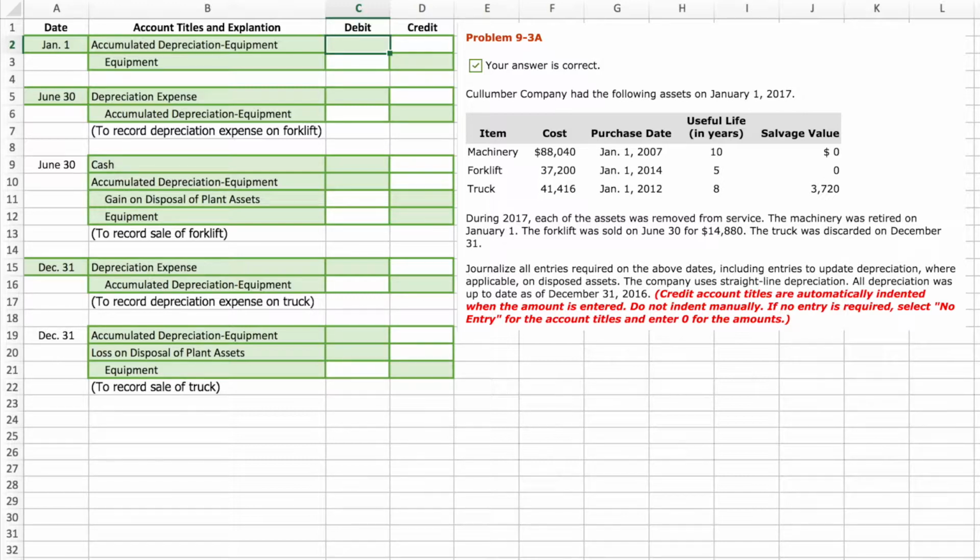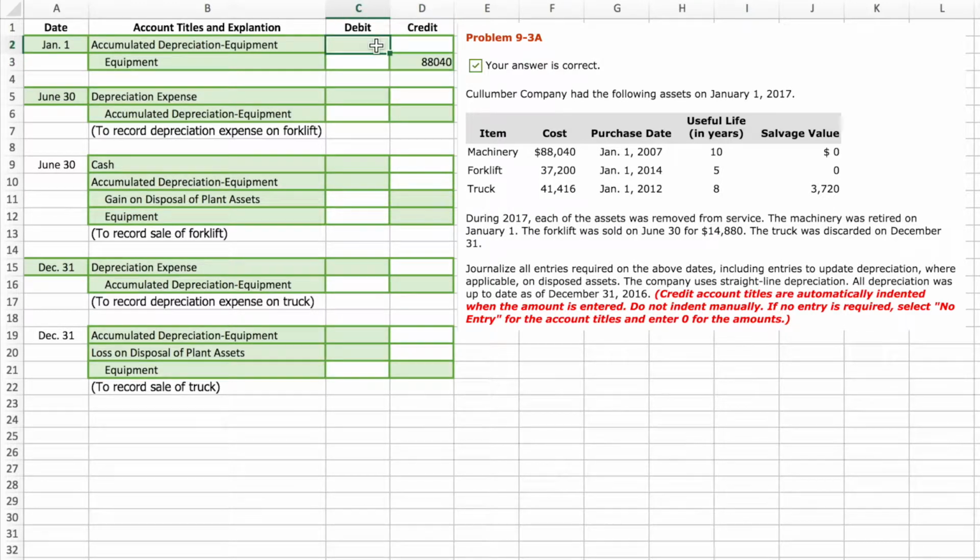To make the machinery entry, we know that the purchase was made on January 1st at a cost of $88,040. So we can go ahead and enter that into the equipment field as a credit, with the accumulated depreciation equipment having a debit of that same amount. So you can see here I've got equipment. We're going to go ahead and enter in the amount of $88,040.